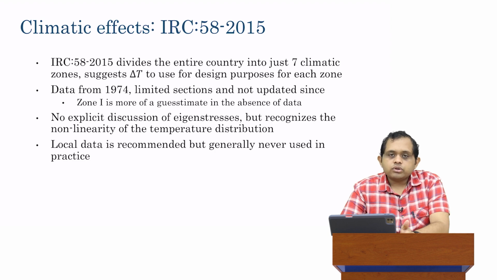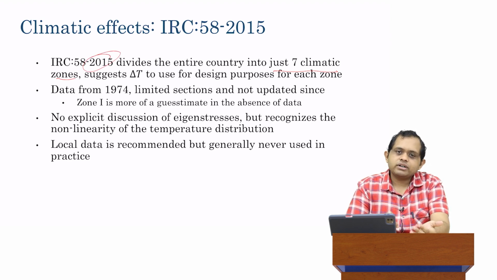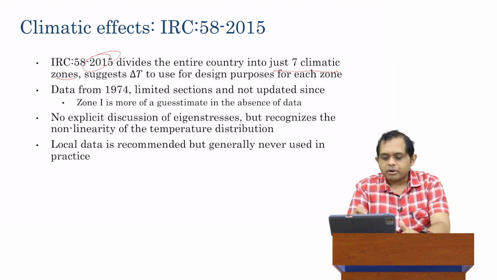IRC 58 2018 divides the entire country into just 7 climatic zones. By the way, although I write 2015, if you go back to the earlier edition, the 3rd revision or the 2nd revision, it's more or less the same. These recommendations really have not changed all that much since probably the very first version of IRC 58. This has persisted, at least in my opinion, a little bit too long, and it is time to update these values. IRC 58 2015 divides the entire country into just 7 climatic zones and suggests the delta T to use for design purposes for each zone.